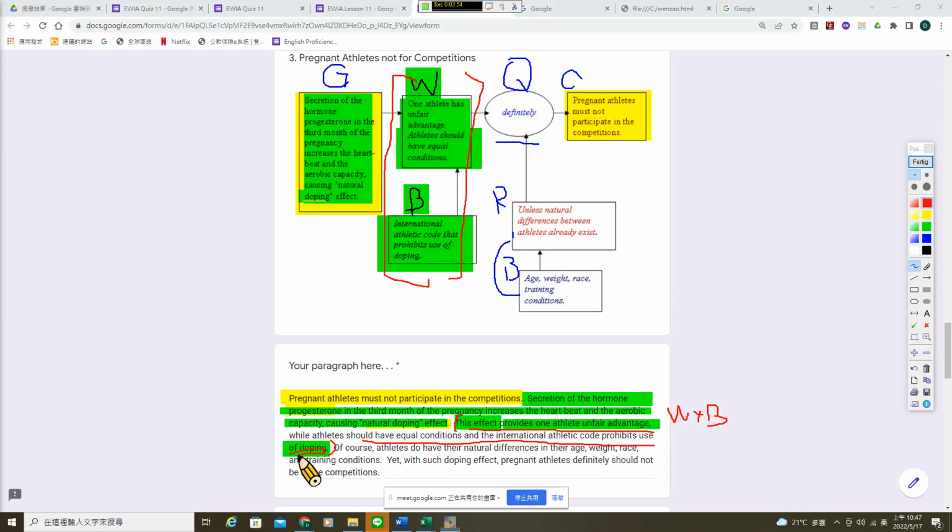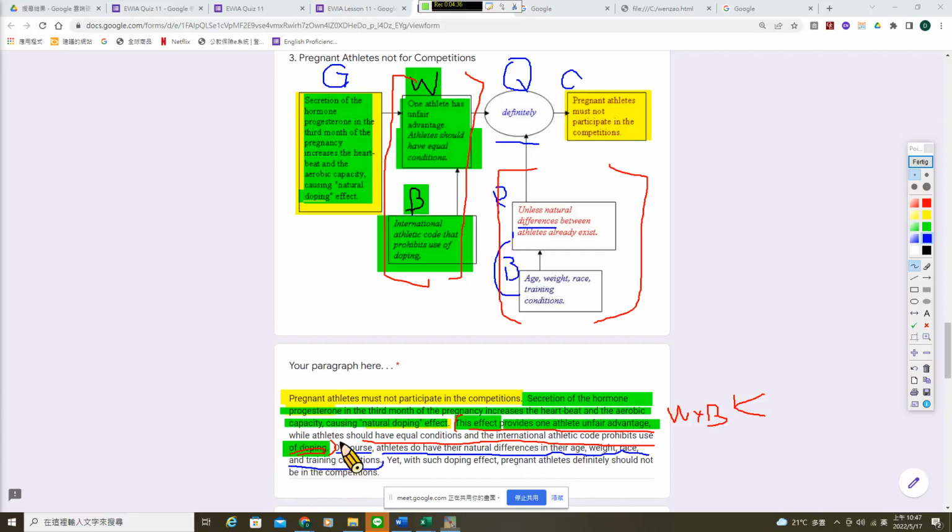Is that right? And following the warrant and backing, we need to provide rebuttal. And rebuttal is divided into rebuttal and the backing. So let's see what are the components here. Unless natural differences between athletes already exist. We talk about age, what kind of differences? Age, weight, race, training conditions. So I rewrite it a bit by putting here. Of course, athletes do have their natural differences in their age, weight, race, and training conditions.